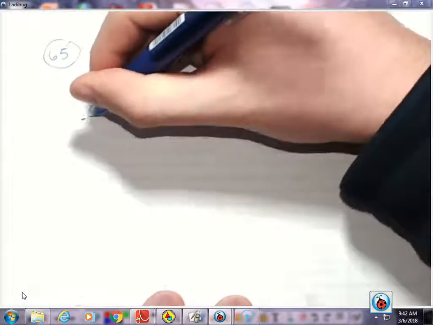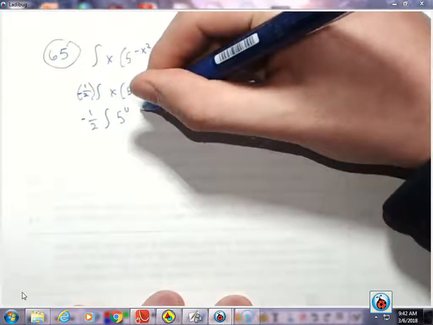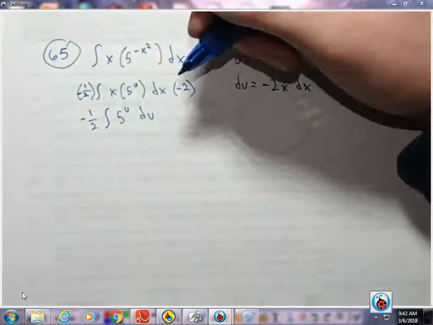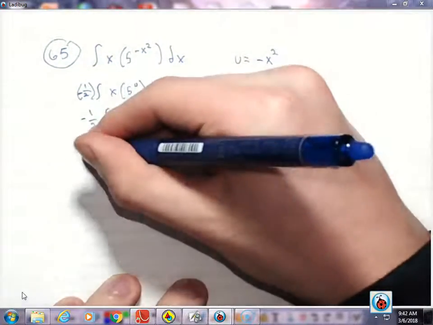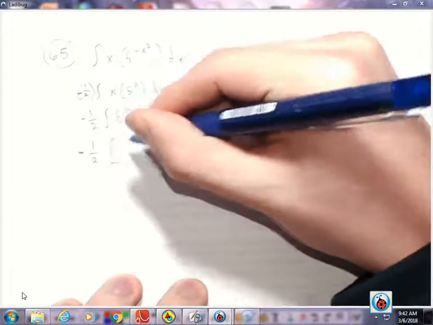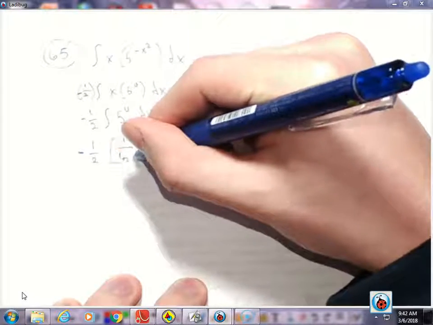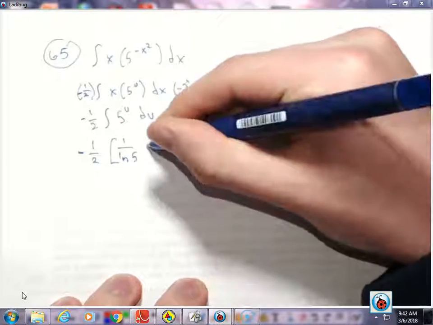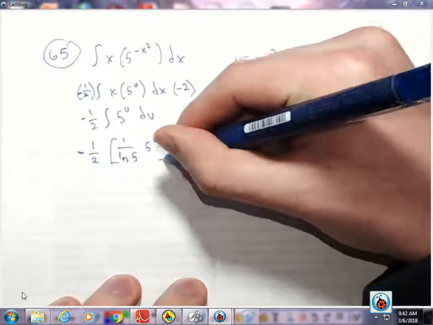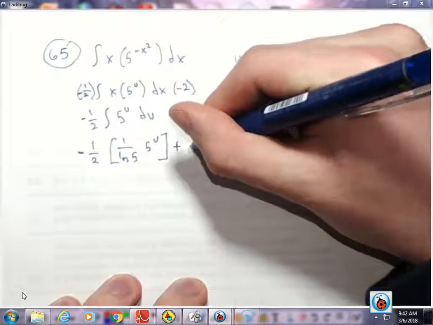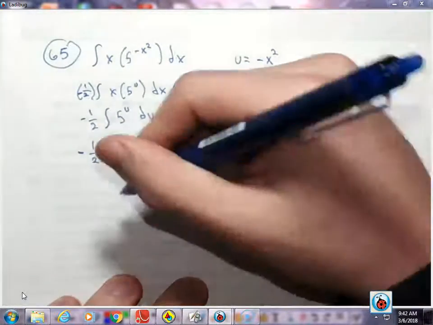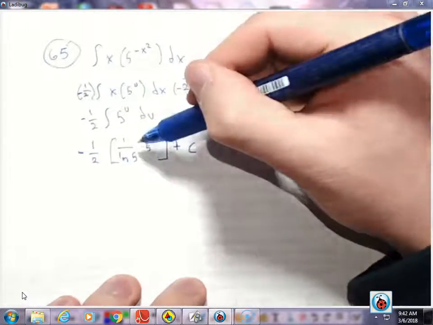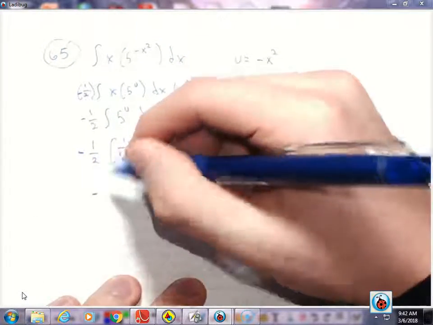Okay, so you got negative 1/2 times the integral of 5 to the u du. So from there, let's see, what you're going to do is you're going to integrate that. So you're going to have negative 1/2 times 1 over ln of 5 times 5 to the u plus c, because that's how you take an integral and all that good stuff. So then you're going to have, if you multiply by the negative 1/2, you're going to have negative 1.